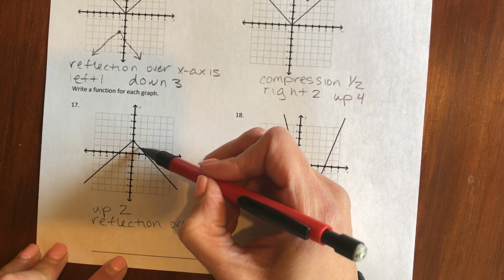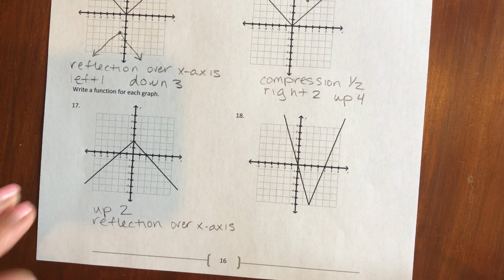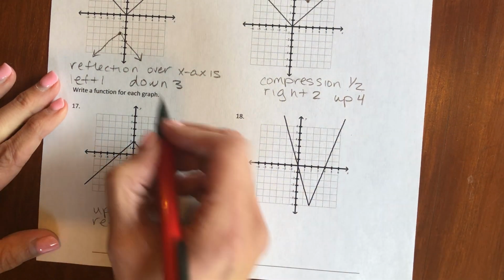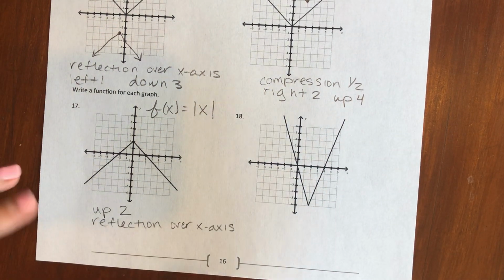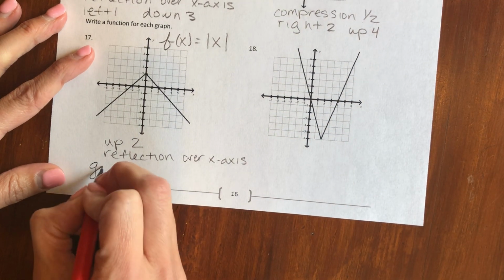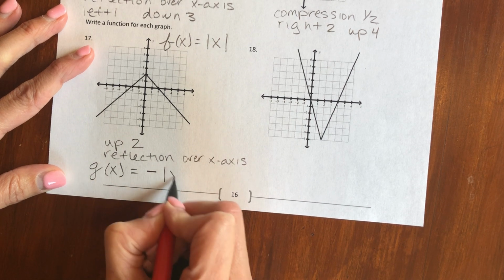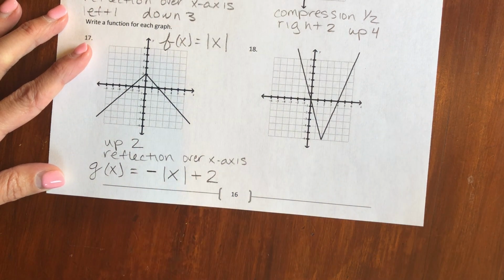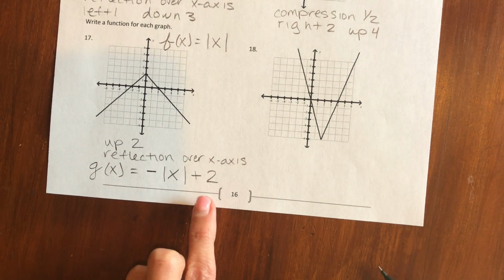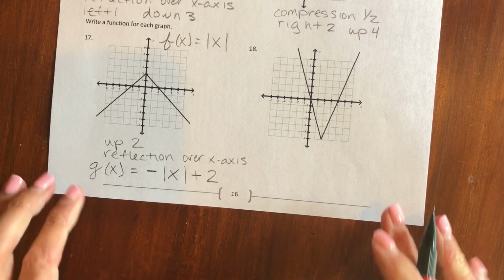Now I'm going to check the slope just to make sure I don't have a different a term there. 1 over 1, 1 over 1, 1 over 1. So the slope didn't change. So now let's put these two pieces of information into our parent function. Just as a review, parent function is f of x equals the absolute value of x. So my transformation, I'm going to call that g of x. Reflection makes it negative. And then up 2 is adding 2 to the outside of the absolute value. And that would be your final answer down there. G of x equals negative absolute value of x plus 2.